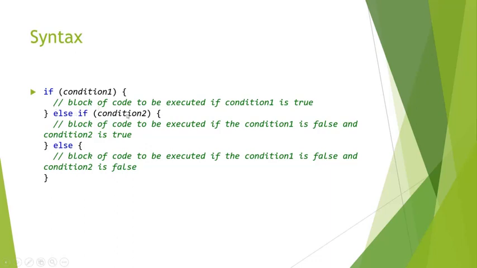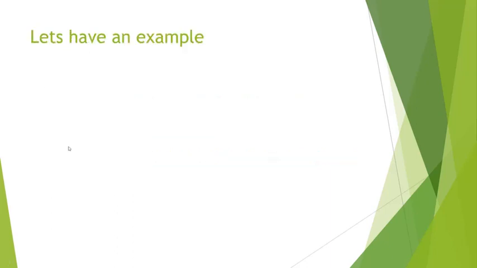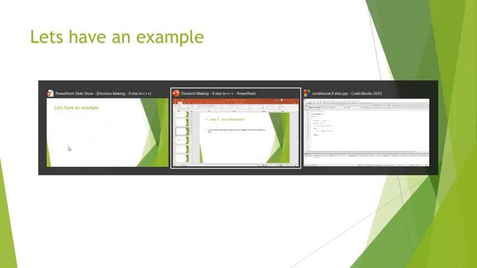Else if, you can check another condition, and if it is true, this block will be executed. Else, if this condition is also false, this will be executed. If this condition is false, else will get executed. You can place as many else if conditions as you want. Let us understand this with an example.